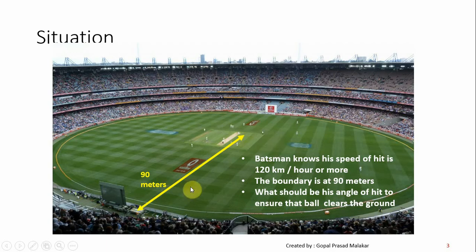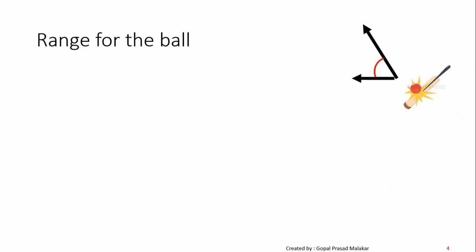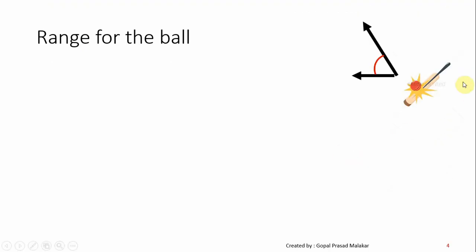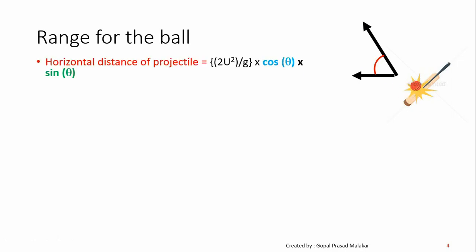To solve that, let's just go to the scenario. So here, if the bat is at this angle, this is the angle with which ball will start moving. I will call this angle as theta, on which it will move. So let's see what happens. The horizontal distance of the projectile will be given by 2u square by g into cos theta into sin theta.